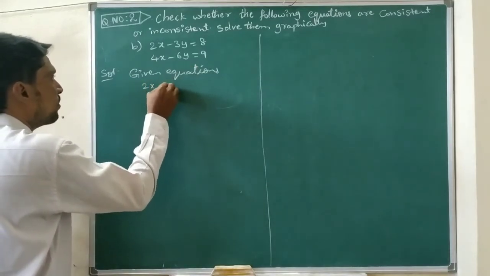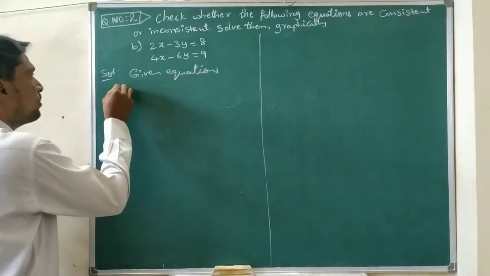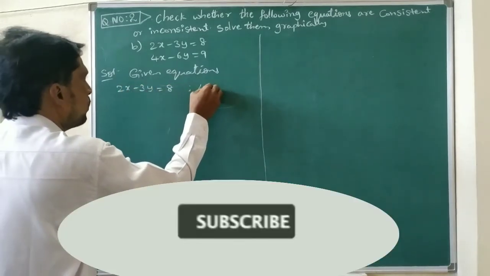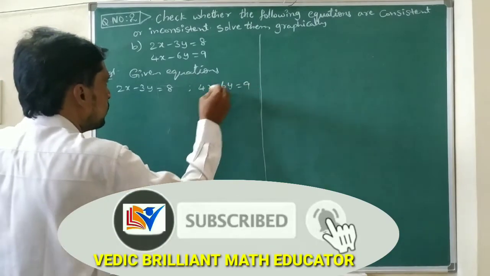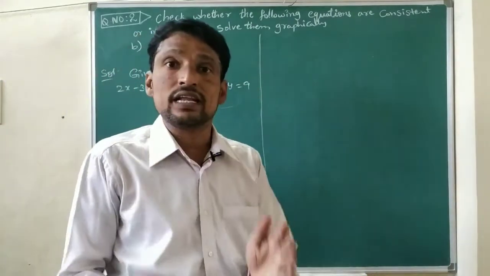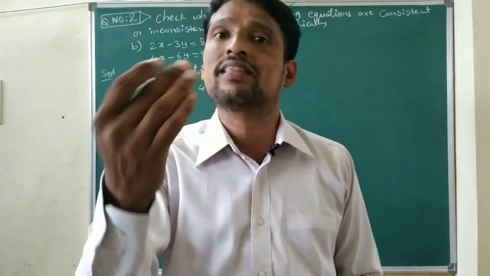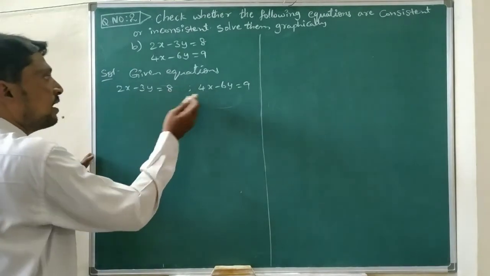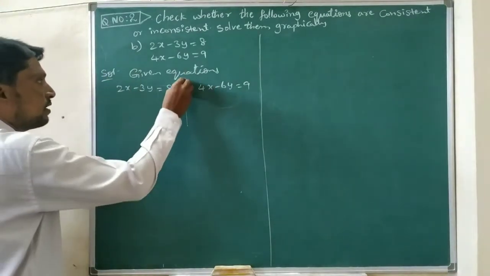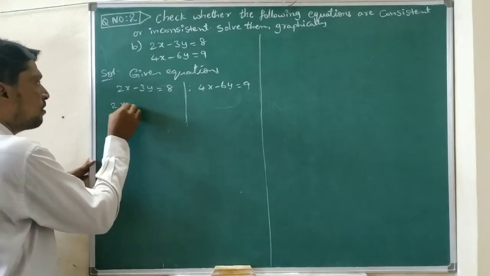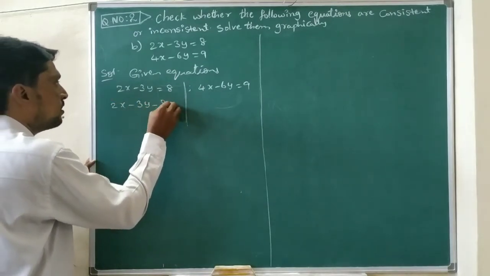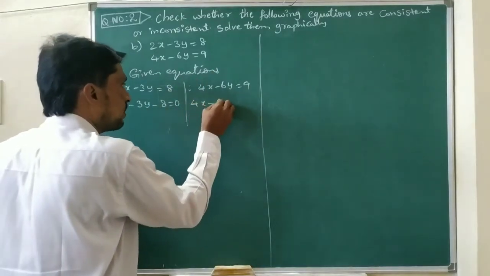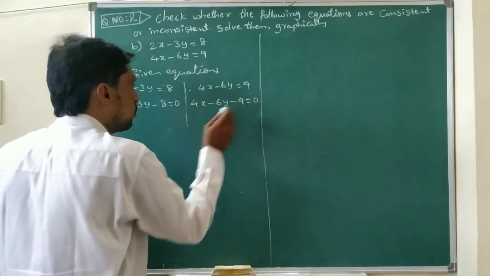Here I am writing 2x minus 3y equal to 8 and 4x minus 6y equal to 9. The given equations we need to write in the form a1x plus b1y plus c1 equal to 0. Means this plus 8 we can transpose to the left, we get minus 8. So 2x minus 3y minus 8 equal to 0. Here plus 9 becomes minus 9, so 4x minus 6y minus 9 equal to 0.